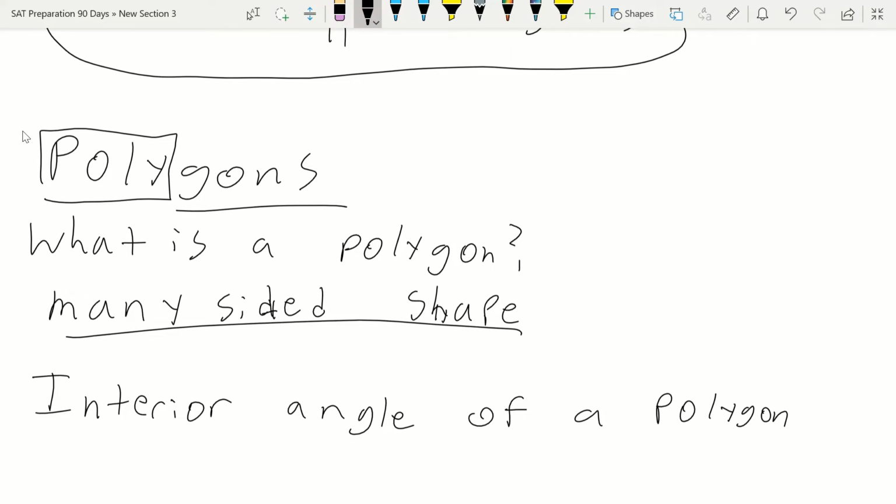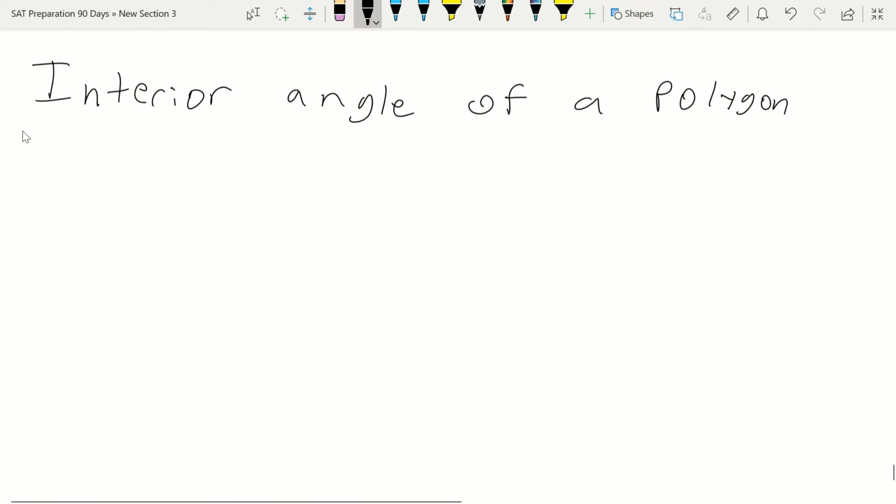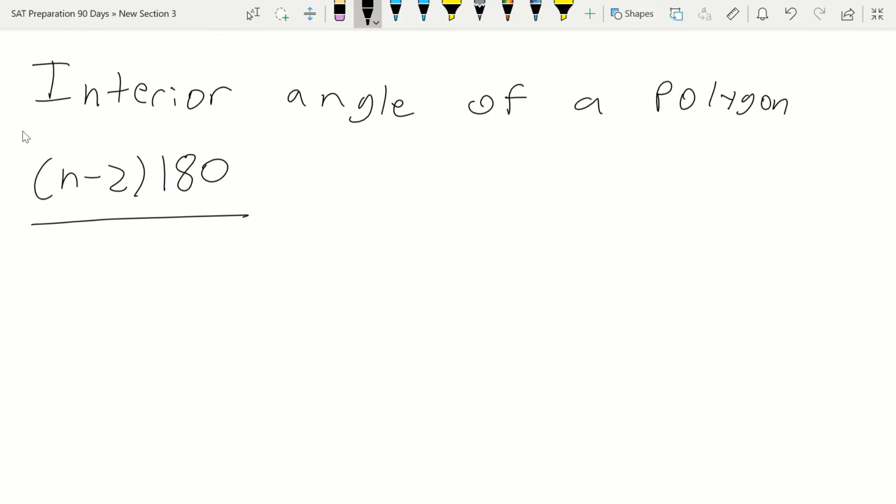All right, so the interior angle of a polygon. How do we find it? This is going to be our next equation that needs to go in your notes. The equation to find the interior angle of a polygon is going to be n minus 2 times 180, all divided by n, where this equals the interior angle of a polygon.